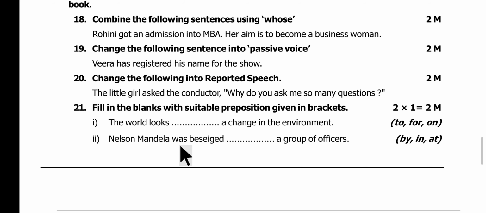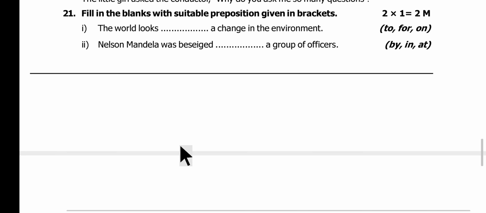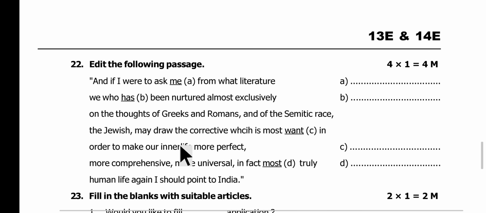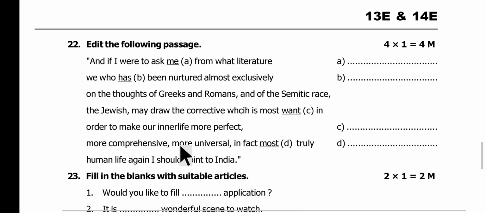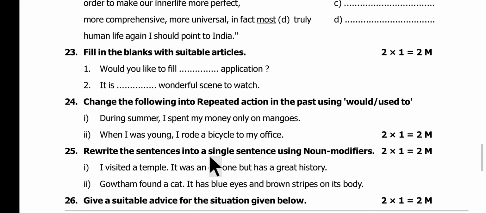testing of 21. Fill in the blanks with suitable prepositions given in brackets, followed by editing the following passage. A little passage is extracted here with underlined parts. Then we have to edit it by writing the correct answer. Next, fill in the blanks with suitable articles. Here we have to fill in the blanks with suitable articles.